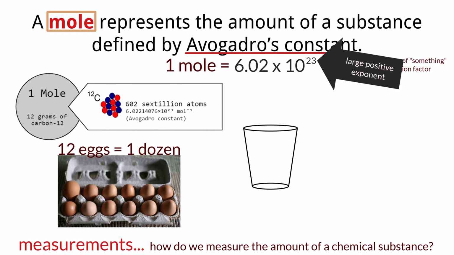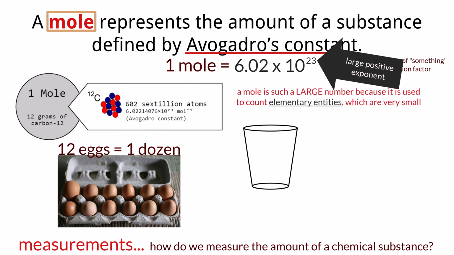A mole is a large number by design, as it needs to efficiently count substances that we call elementary entities, which are atoms, molecules, ions, electrons, or any other very small group of particles. So, Avogadro's number is a defined value of 6.02 times 10 to the 23rd particles, which is 602 sextillion particles, which again equals 1 mole.